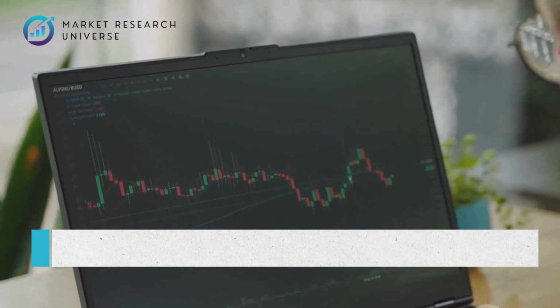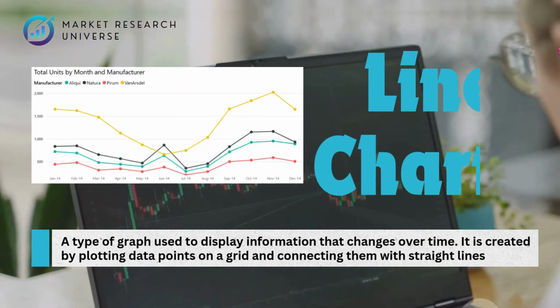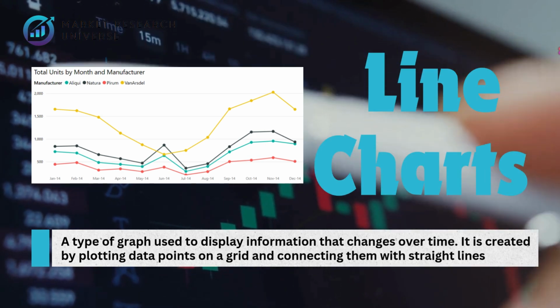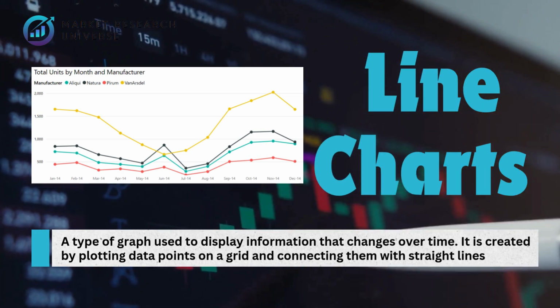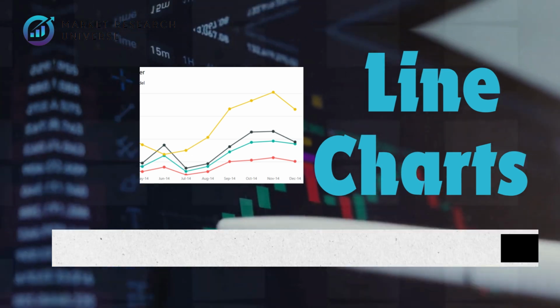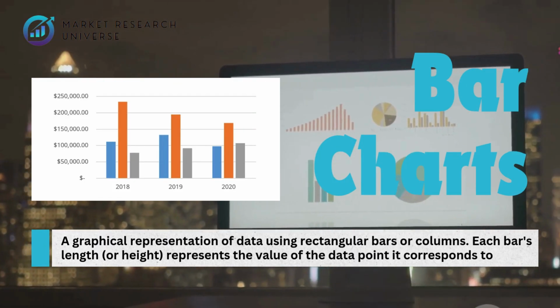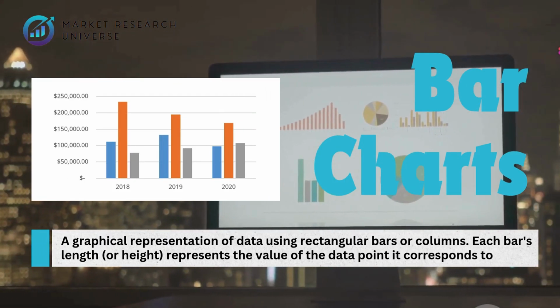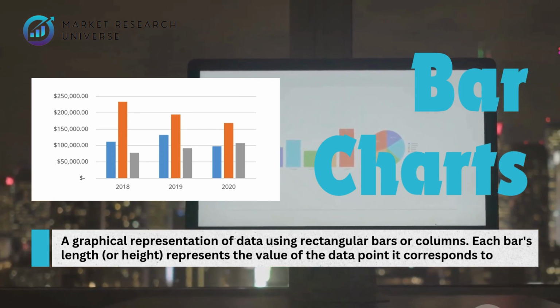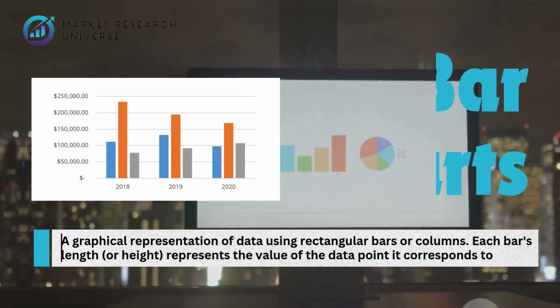Charts and patterns. Technical analysts use various charts, such as line charts, a type of graph used to display information that changes over time. It is created by plotting data points on a grid and connecting them with straight lines. Bar charts, a graphical representation of data using rectangular bars or columns. Each bar's length or height represents the value of the data point it corresponds to.